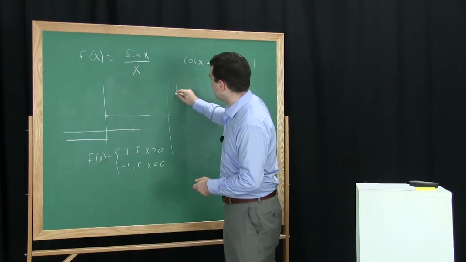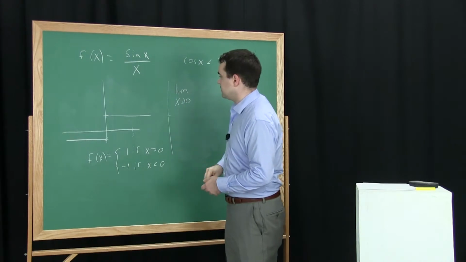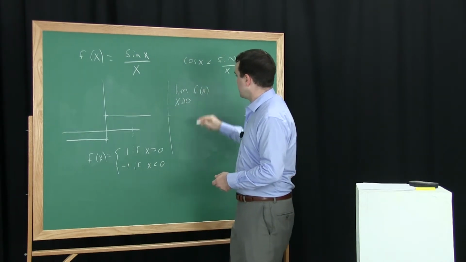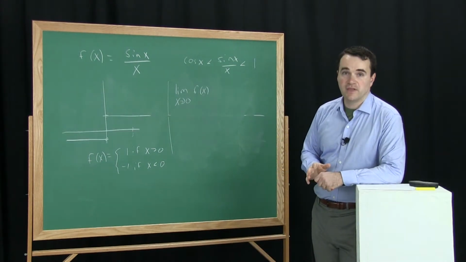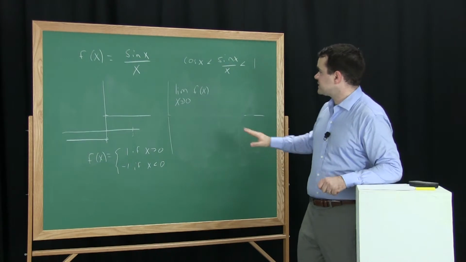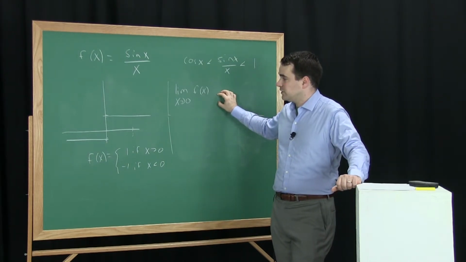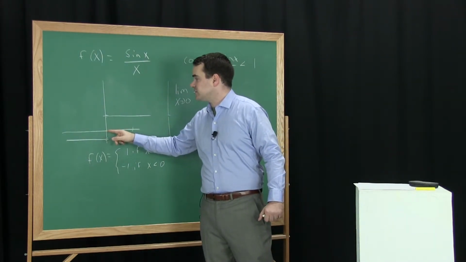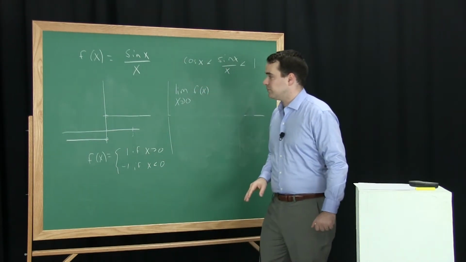What about the limit as x goes to 0 of f of x? Our intuition says that this limit is going to be equal to something if it's true that whenever the x values are close to 0, the y values are close to a single number.